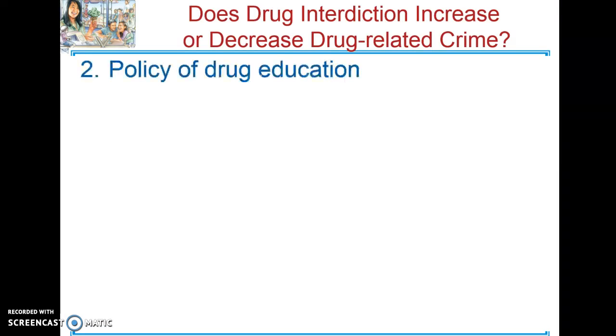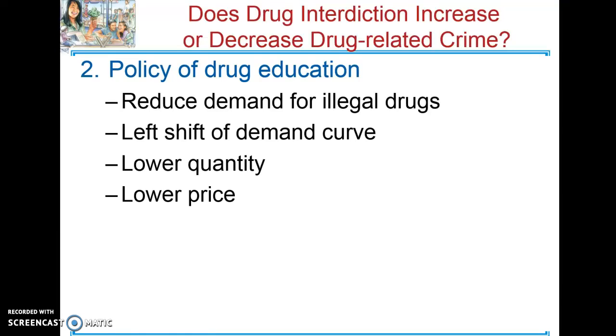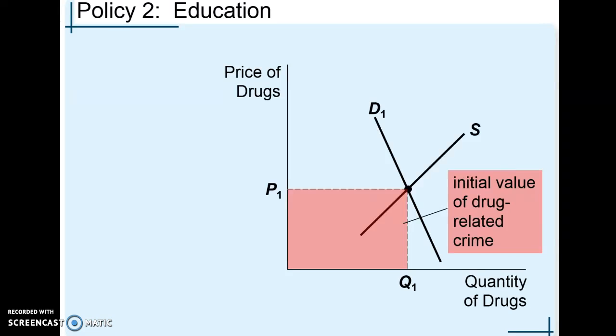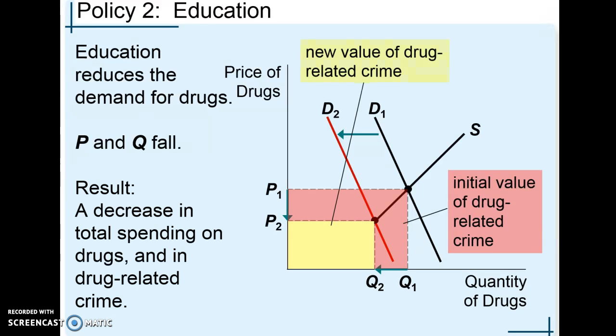crime. In the second policy, we look at drug education. What if more resources are devoted to educating students and the public on the dangers of drugs? In that case, we would be focusing on the demand side. An increase in drug education would reduce the demand for drugs. So your overall result would be a decrease in total spending on drugs and in drug-related crime.